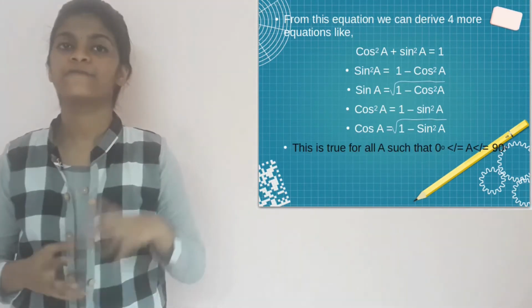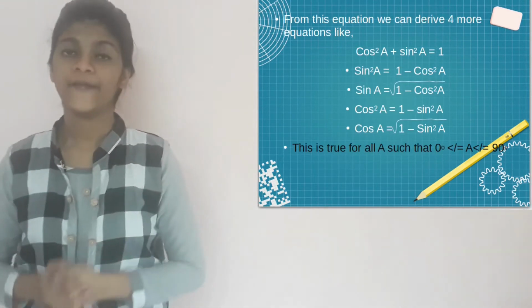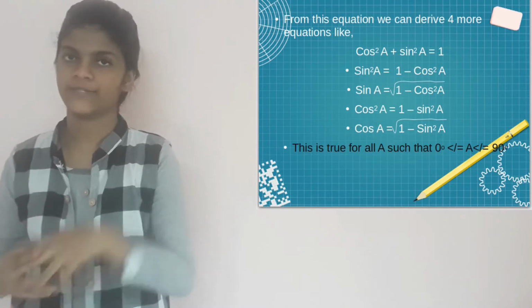Now let us derive 4 more equations from this identity by arranging the terms from the left hand side to the right hand side.